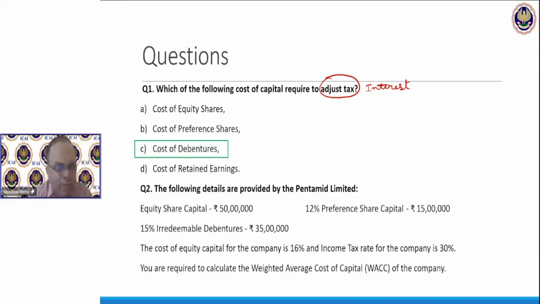So question number 2 is more of a computation, guys. Anyone would like to give a WACC quickly for this? A quick WACC computation for this, everyone.